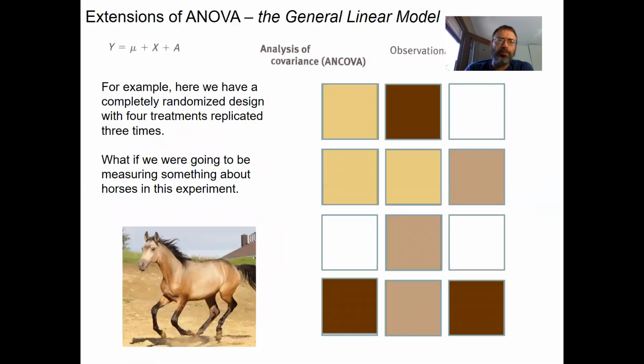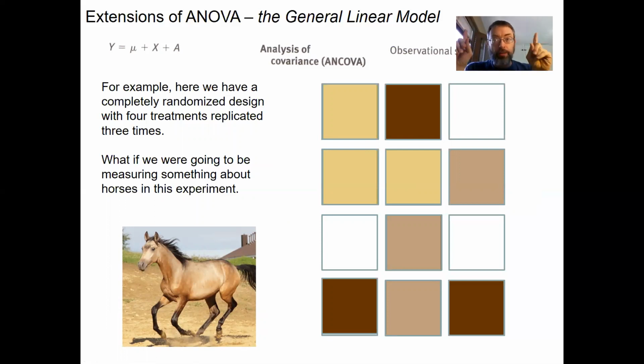So, for example, let's go back to this study. Now, what we have here is a completely randomized design. We've assigned treatments to each of these experimental units. Each square is an experimental unit. We've got 1, 2, 3, 4 treatments. So we have 3 replications of 4 treatments randomly assigned to these units. Okay, this is a standard experiment.